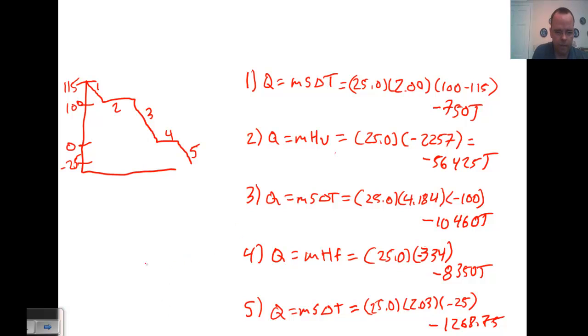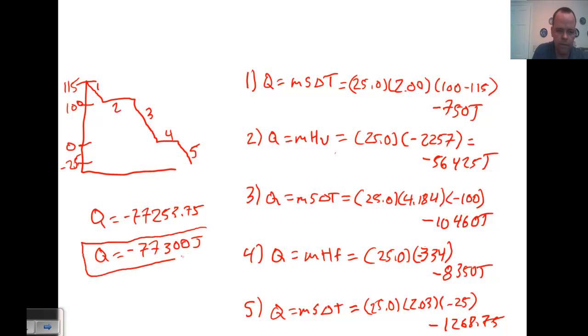And we get Q equal to negative 77,253.75, and Q equals negative 77,300 joules. Okay, so those are example problems of when we have a phase change.